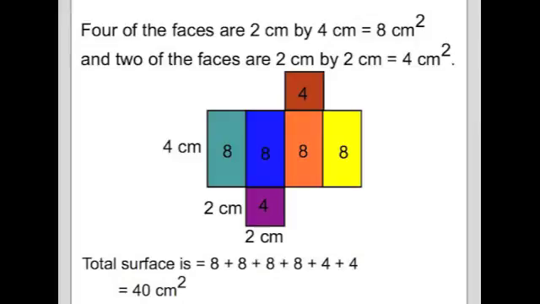There are all 6 sides. 4 of the sides are the same, 2 by 4. Those are 8s. So 4 8s plus 2 4s. The 4s each represent a 2 by 2. 4 8s plus 2 4s is 40 square centimeters.